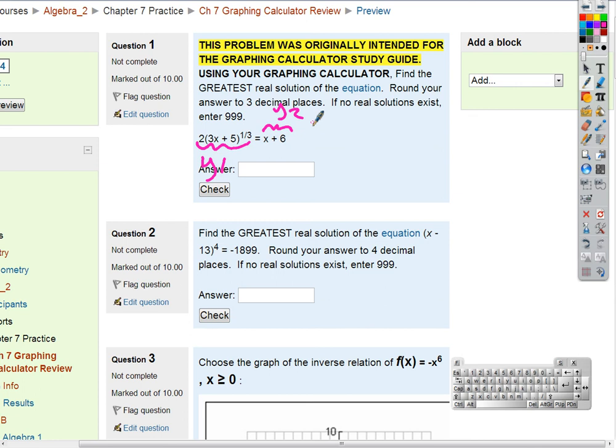What about here? Same thing. If I get the quantity x minus 13 to the fourth equals negative 18, honestly, it's probably easier just to do this one, fourth rooting both sides on your calculator, and then solving it that way. But I don't have to. I could still just graph this on one side, this on the other, find the intersections. Okay? That's it.